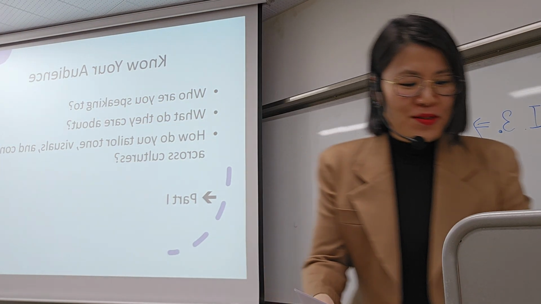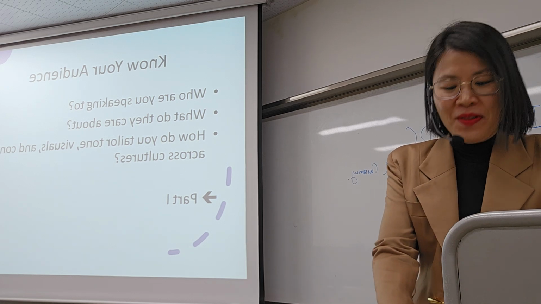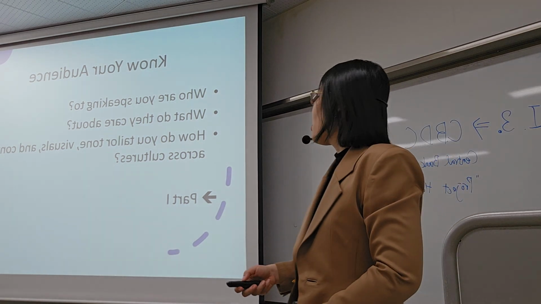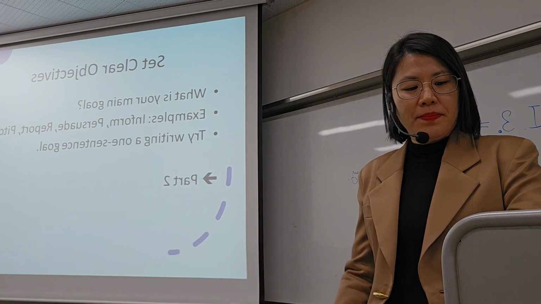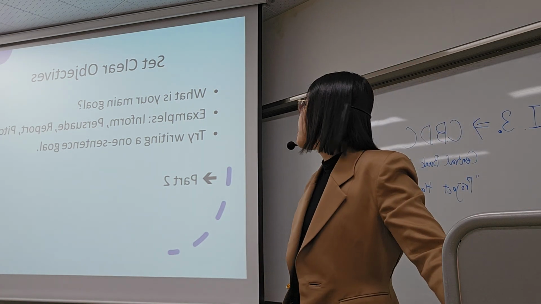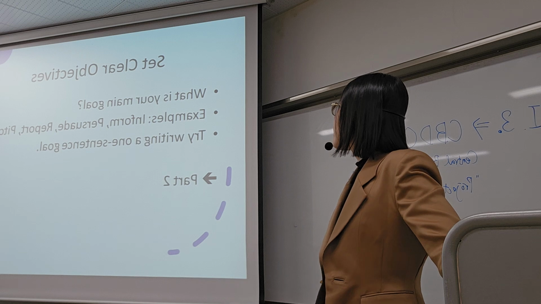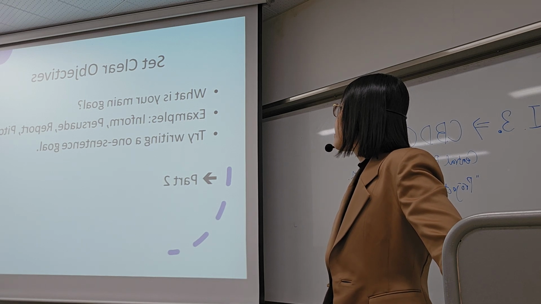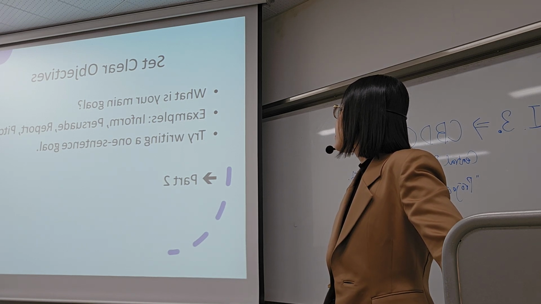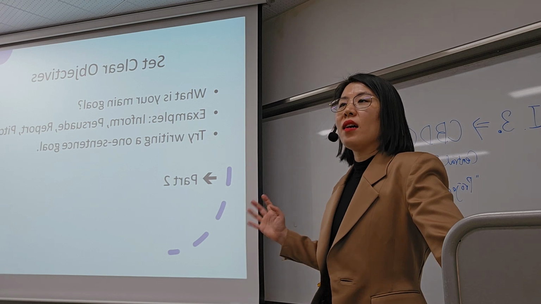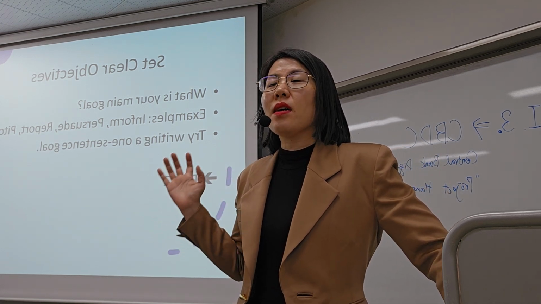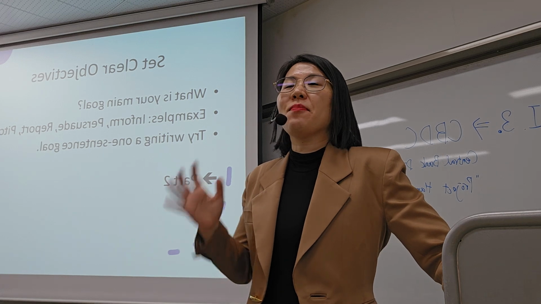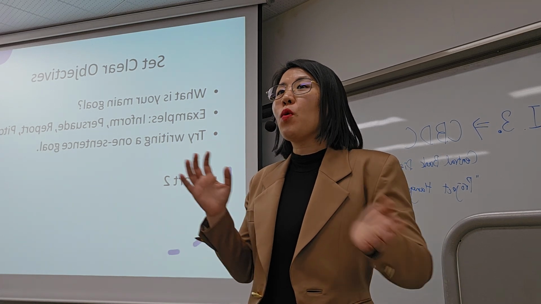Okay, let's go to the next page. A lot of them are actually doing part 2, part 3. Okay, set clear objectives. What is your main goal? Examples: inform, persuade, report, pitch. Try writing a one-sentence goal. Right. So a lot of times, people think about the purpose of the presentation before they think about the audience. Okay, the order is very important.